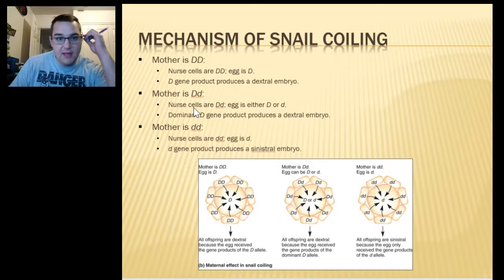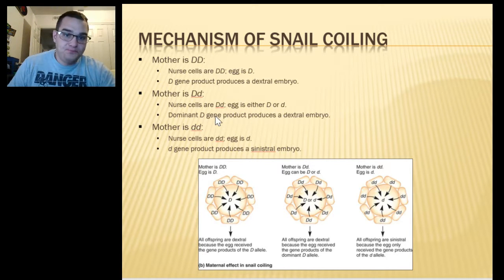This is where it makes a big difference, because if they're homozygous recessive, they're all going to spin in the homozygous recessive manner. But if they're heterozygous, it's really going to depend on whether the mother was homozygous recessive or homozygous dominant, and that's where it comes from.